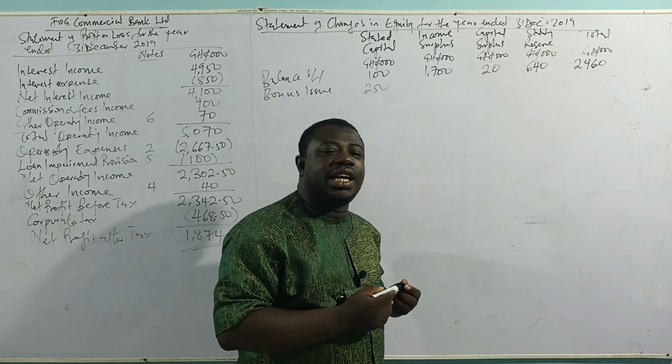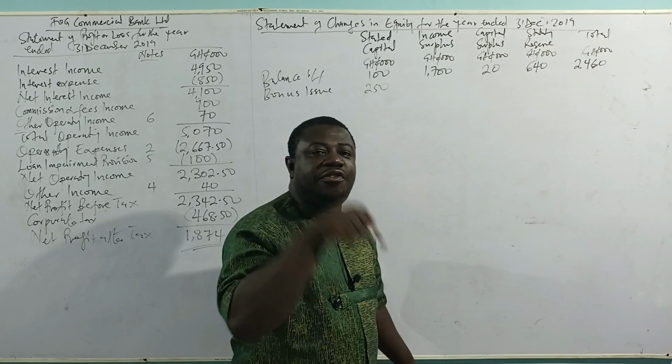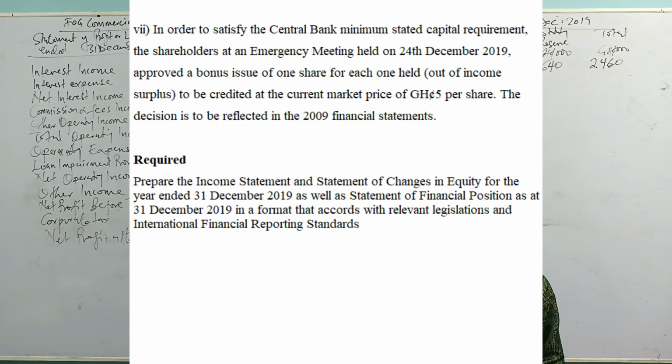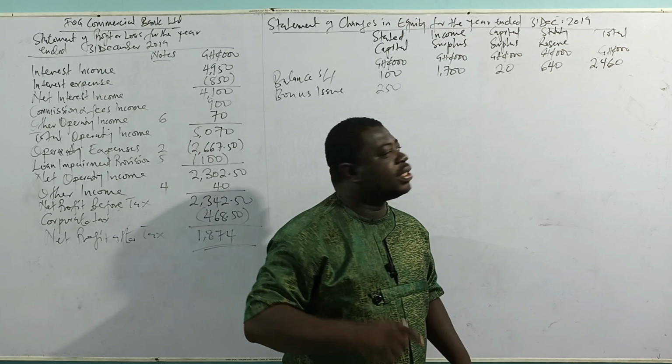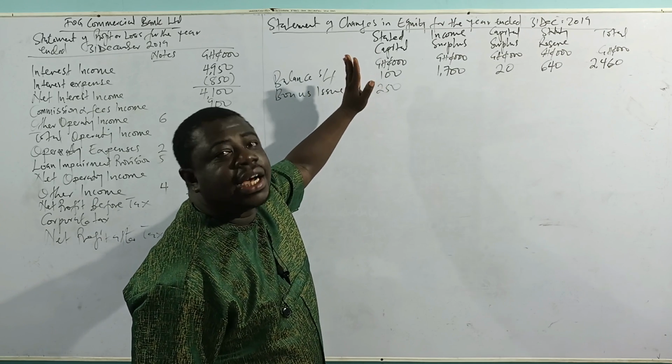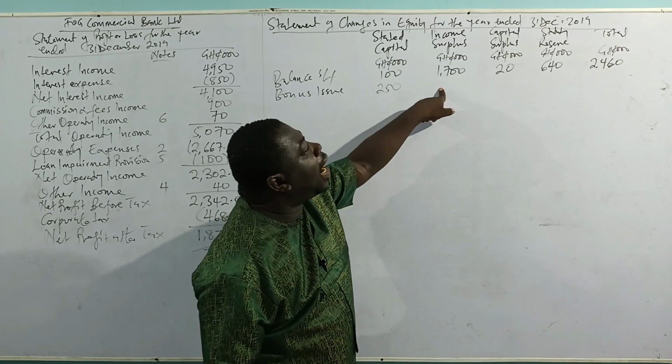But the interesting part is that we were told that this 250 will be funded from income surplus. If you look at it again, you'll see that it is written here that in order to satisfy the central bank minimum stated capital requirement, the shareholders at an emergency meeting on 24th December 2019 approved a bonus issue of 1 share for each one held out of income surplus to be credited at the current market price of 5 cedis per share. So what we are trying to say is that this bonus issue of 250 cedis, even though it's increasing stated capital, the agreement was that it should be funded out of income surplus.